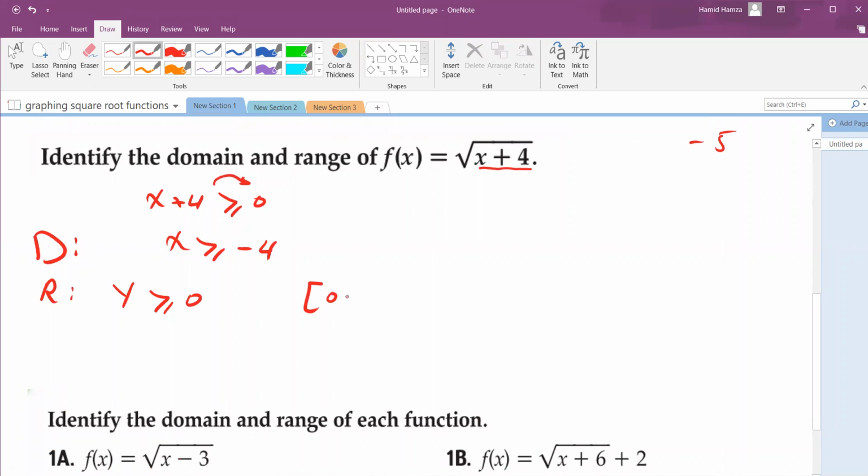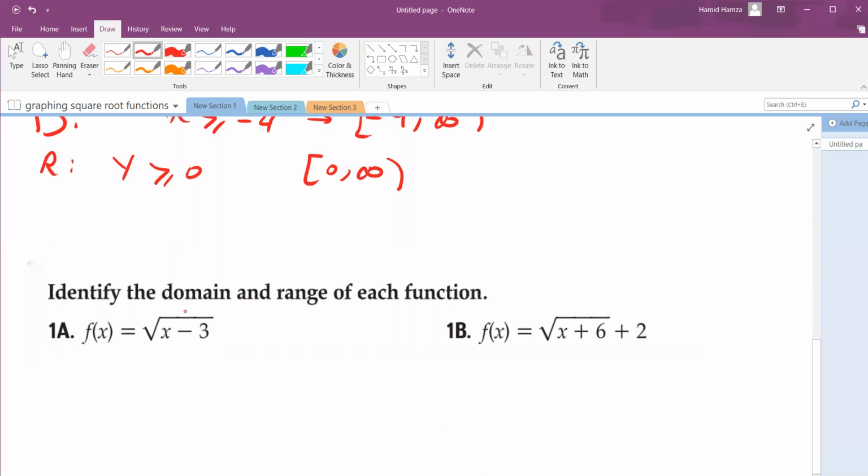Or we can write it as an interval, from 0 to infinity. And the domain we can also write as an interval like this: negative 4 to positive infinity. So this is as an interval, and this is as an inequality like this: y greater than or equal to 0. Okay.